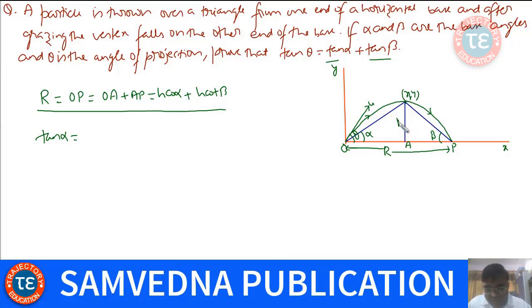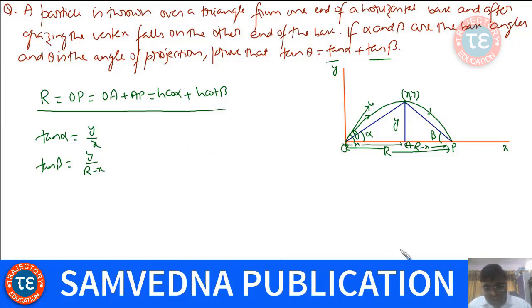So I can write tan alpha and tan beta in terms of x comma y. So what is tan alpha? Tan alpha is going to be, this is y, so it is y upon x. This is going to be x then, and this is going to be r minus x. And tan beta is what? y upon r minus x, where r is the range.